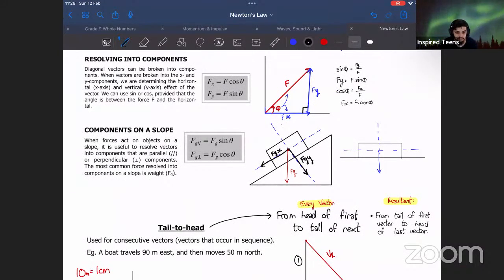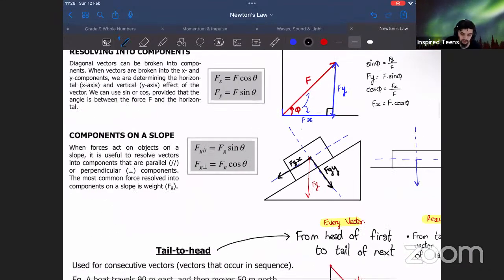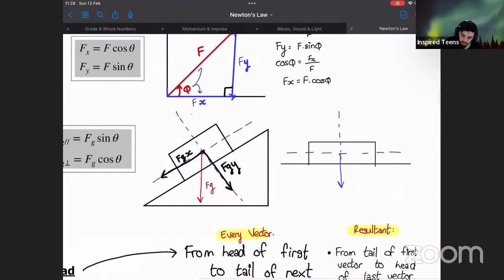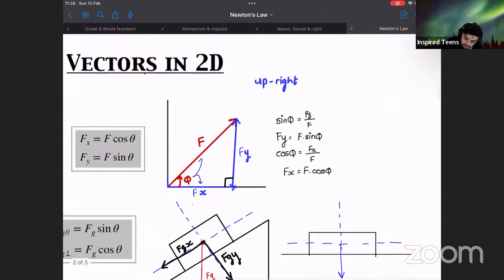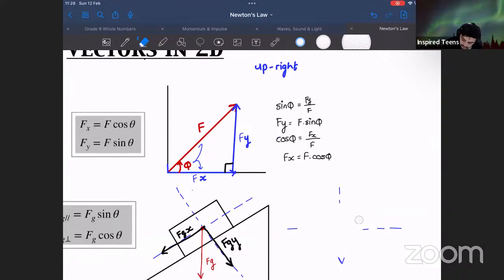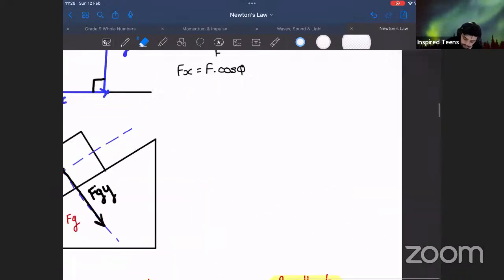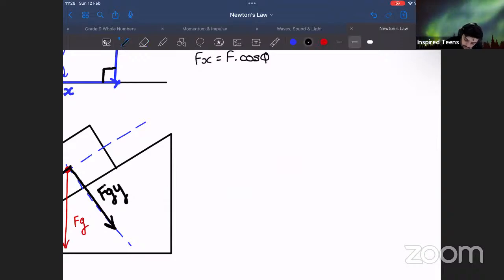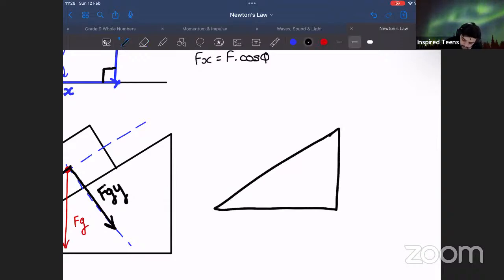Components on a slope. Okay, so now how do we get Fg sine theta and Fg cos theta? Okay, you'll see when we do Newton's, there's one generalization that we can make. However, for now, what we can do is we can use our diagram. Let's get rid of this guy. Okay, so our Fg comes from the center, right? And it goes straight down.